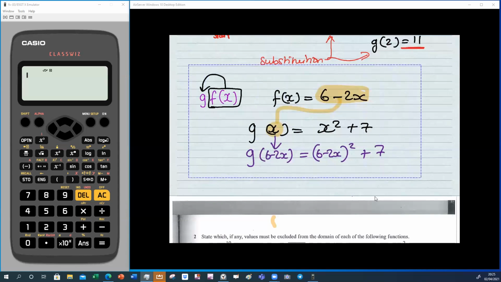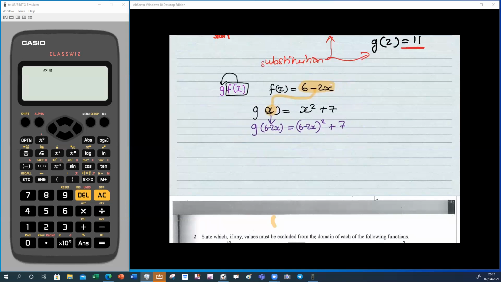I think we're running a little bit out of space. Let's make it a little bit smaller.